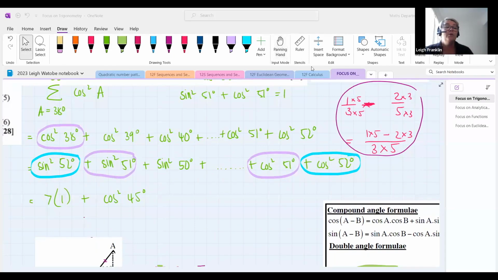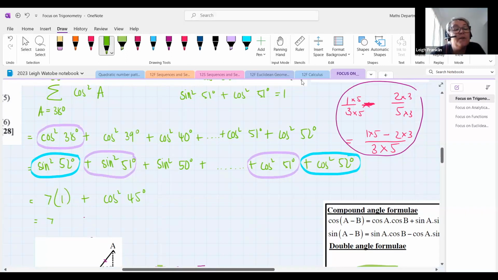Okay, no problem. So we've got the 52, the 51, the 50, 49, 48, 47, 46. Sine squared 52 plus cos squared 52. Sine squared 51 plus cos squared 51. Sine squared 50 plus cos squared 50. So there are 7 groups of 1 that we are adding together, plus our cos squared 45, which is in the middle.